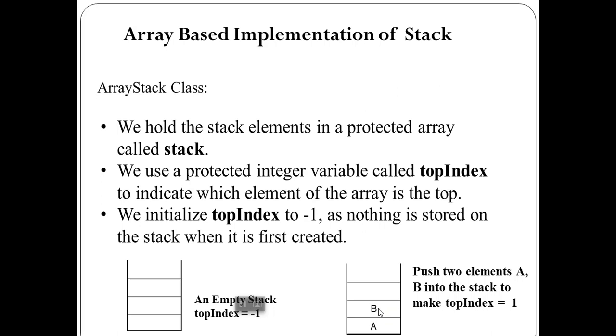If I want to remove any element from this stack, which one will be removed? B will be removed. That is the last inserted element will be the first out behavior here. So if you add two elements here, what is the value of top now? Top index is set to 1. Initially when the stack is empty, it is -1. Now if I add A, top index will be 0. If I add B, top index will be 1. Okay, understood?